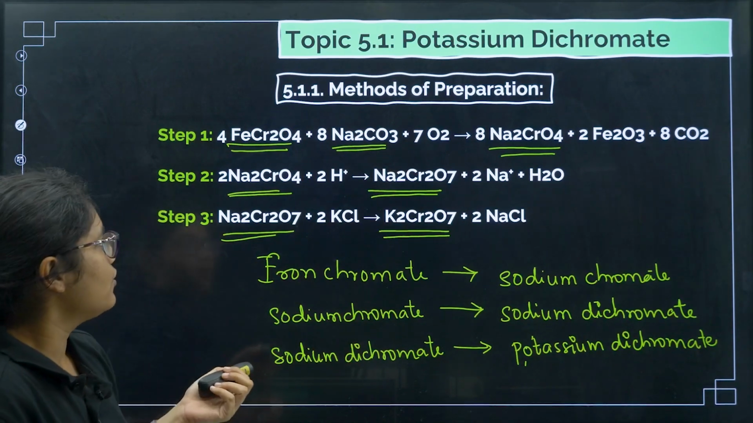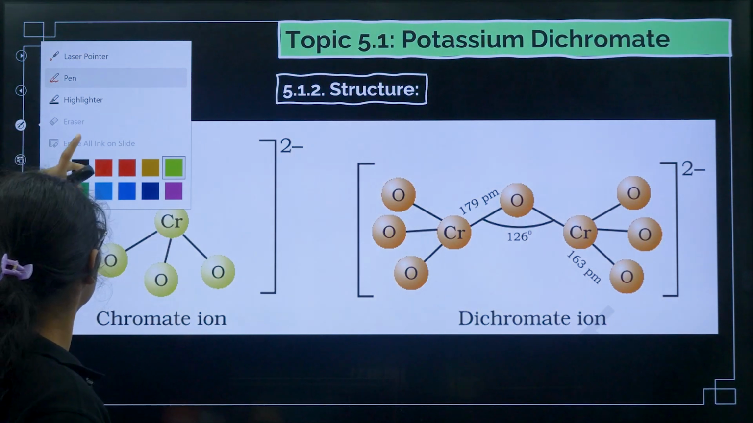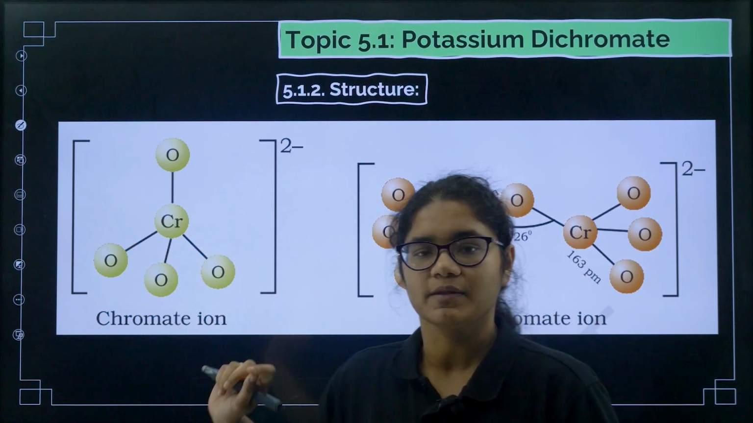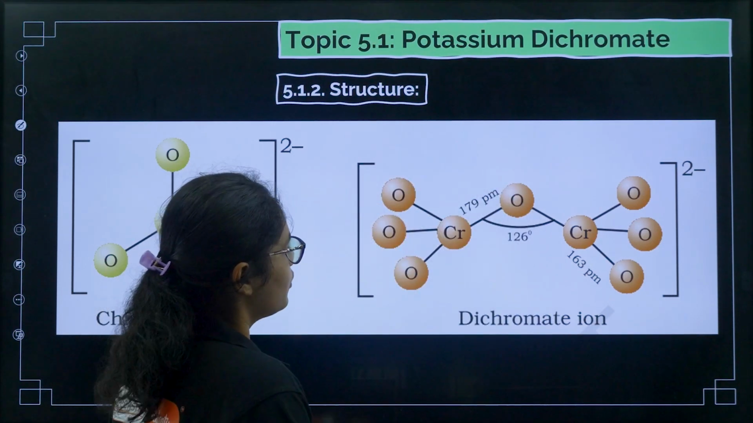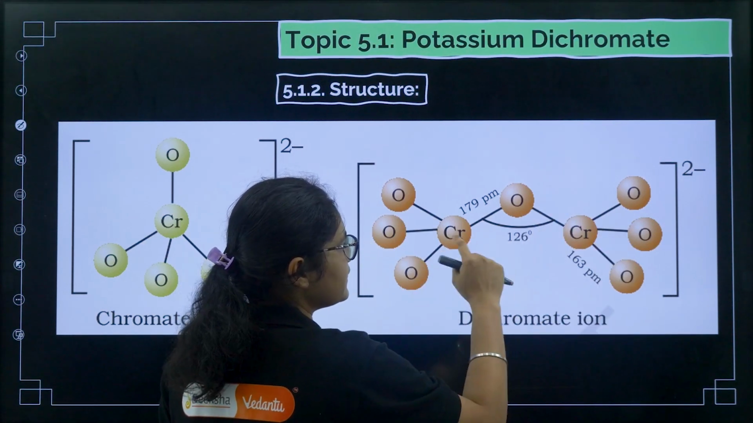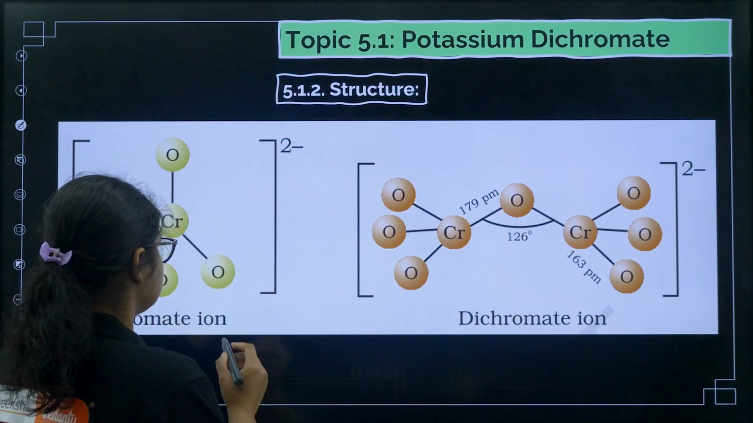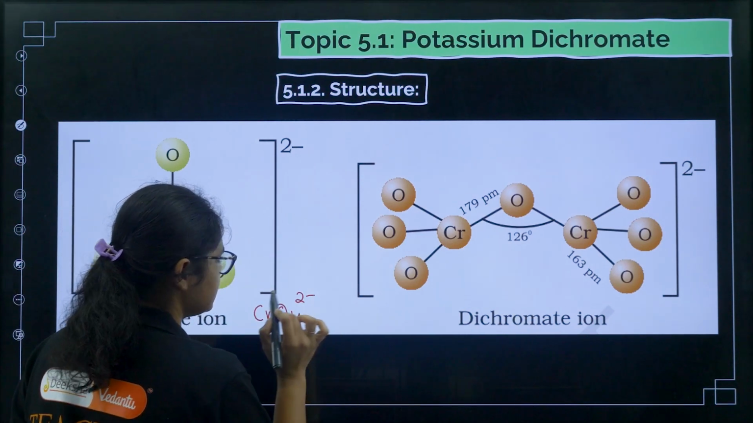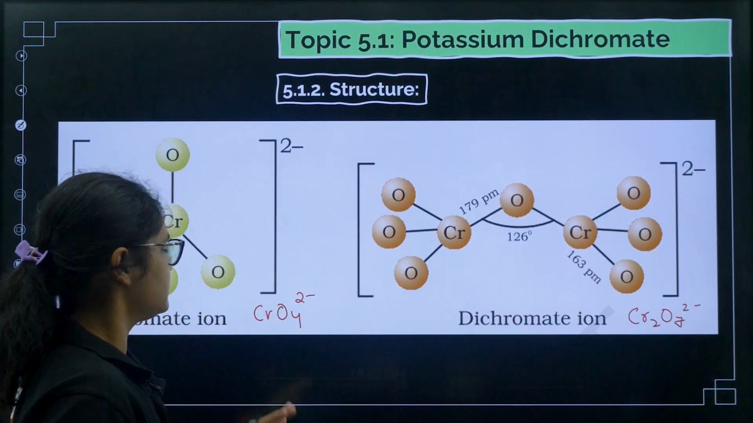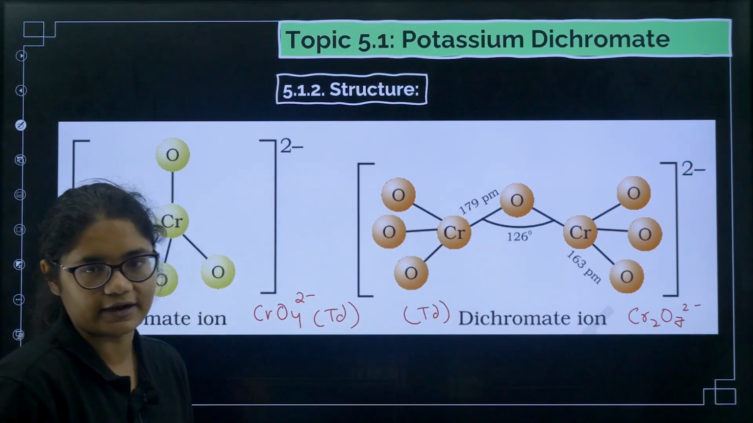Okay, now coming to the structure. So for chromate and dichromate, we need to know the structure here. So chromate, that is CrO4 2-, is in this way. It is a tetrahedral structure, and dichromate is Cr2O7 2-. So there are 2 chromium, each chromium has 3 oxygen atoms, and then they are connected by 1 oxygen atom. Okay, so this is called the dichromate ion. So this is your CrO4 2-, and this is Cr2O7 2-. The structure of this is tetrahedral and this is also tetrahedral. Each unit is tetrahedral in structure.